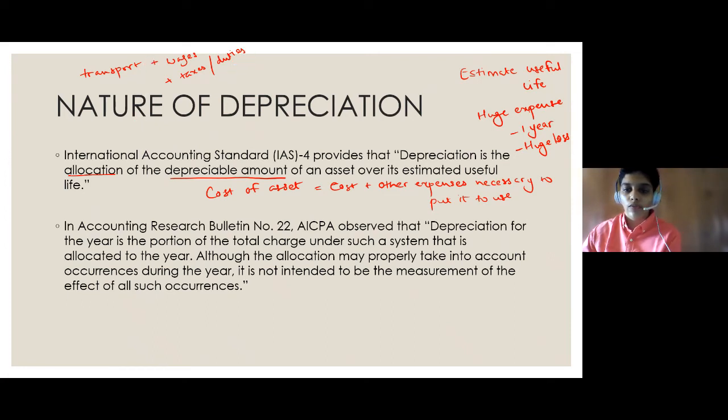Now, you have got that asset to your location, but it still may not be in a working condition. So to put it in working condition, you may have to spend a certain amount on its installation. It may come in parts, so you may have to spend on installation. Installation can also be called erection of the machinery or the asset. So all these expenses have to be added to the cost of the asset to find the depreciable amount.